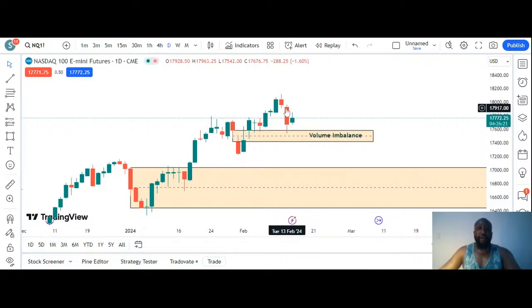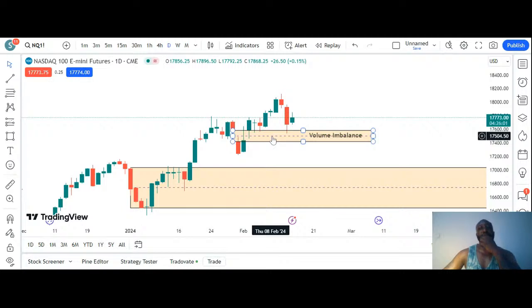When the price started going down, we see that this candle is bearish. This daily candle is yesterday's candle. This was Tuesday the 13th. Maybe it was symbolizing Valentine as well. You never know, guys. But anyways, the candle started going down, and then it tested this volume imbalance.